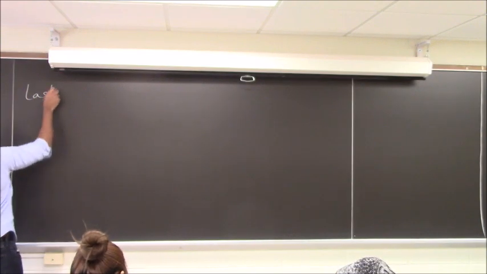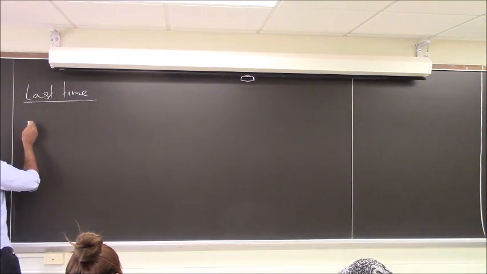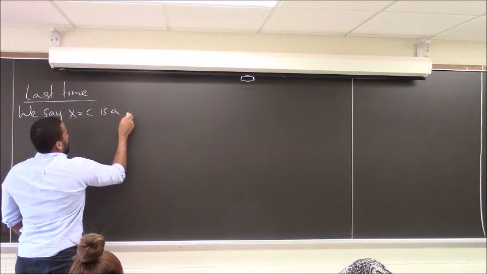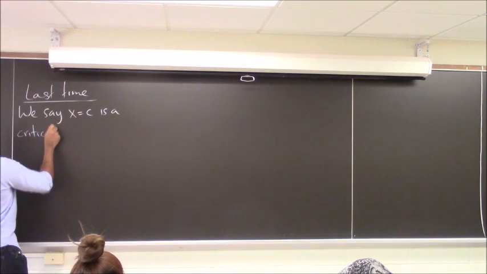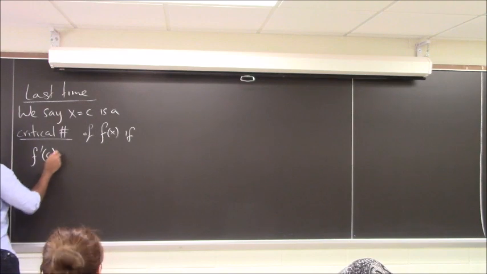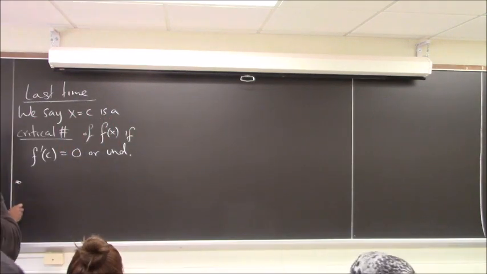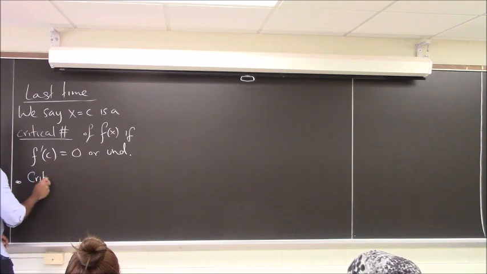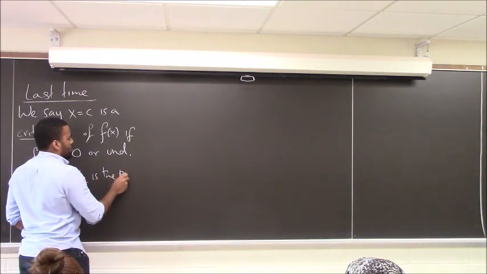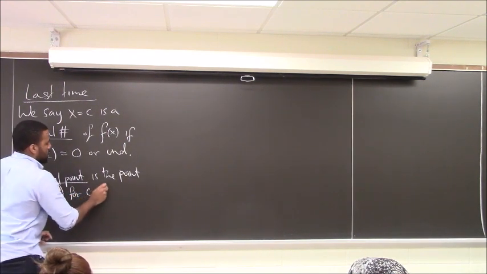Okay, remember we saw last time, we introduced the notion of a critical number. So we say x equals c is a critical number of f of x if the derivative at c is 0 or undefined. It's worth mentioning a critical point is the point c comma f of c, or c as above.